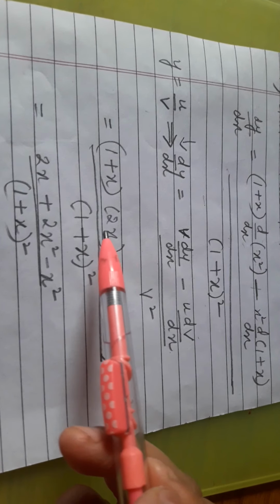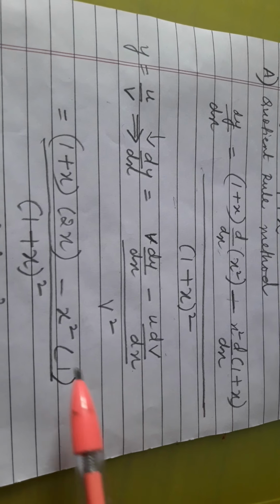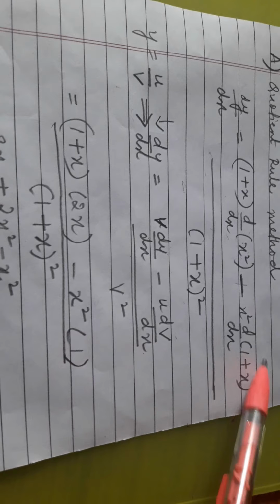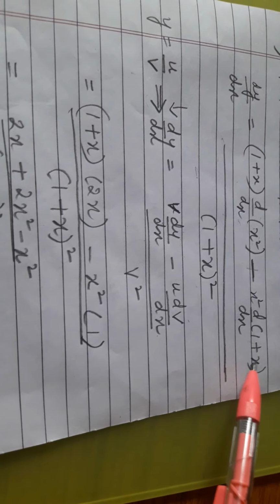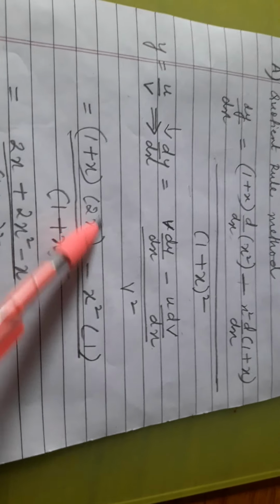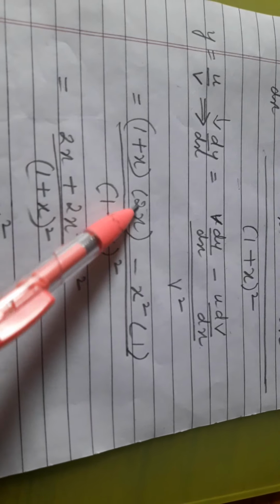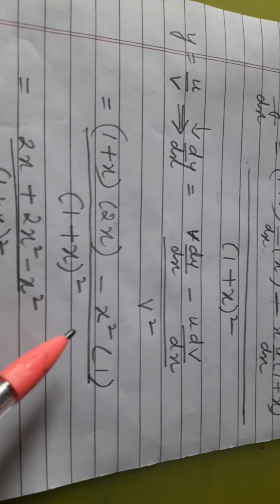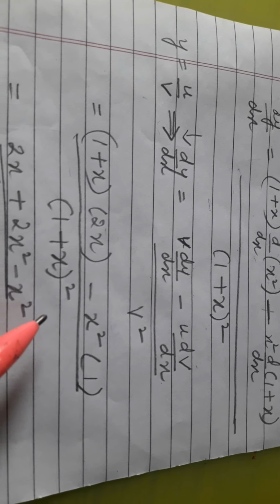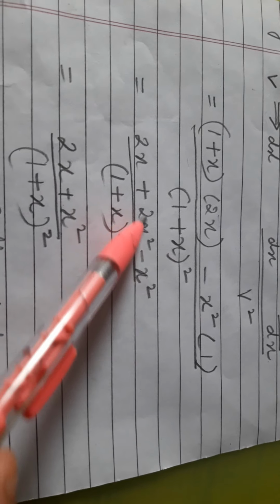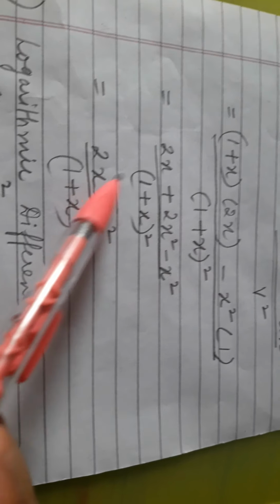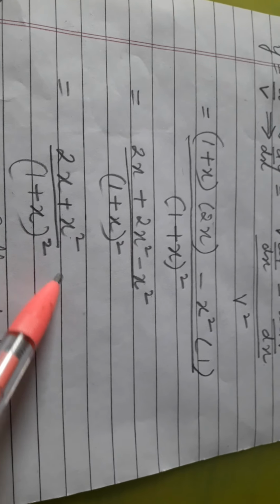d by dx of x square is 2x. d by dx of 1 plus x: d by dx of a constant is 0, of course, and d by dx of x is 1. 0 plus 1 is 1. This is my numerator. Now just take this inside, and that's what I get. So 2x plus 2x square minus x square. When I simplify this, it's 2x plus x square by 1 plus x the whole square.